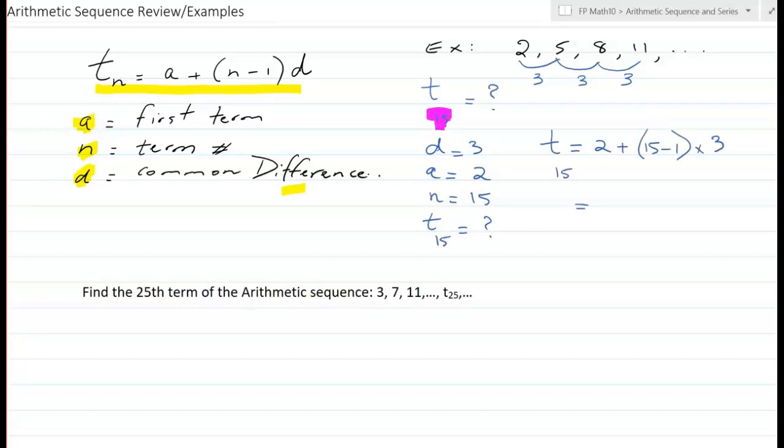Okay, so now I just plug in the variables a, n, and d for 2 and 15 and 3, and t15 we're looking for. So we're going to do some math here. So 2 plus 15 minus 1 is 14, and then we have to multiply by 3. So we're going to do 3 times 14 first. That will give us 42. And that's 2, you add, that's 44. So the 15th term of the sequence is 44.